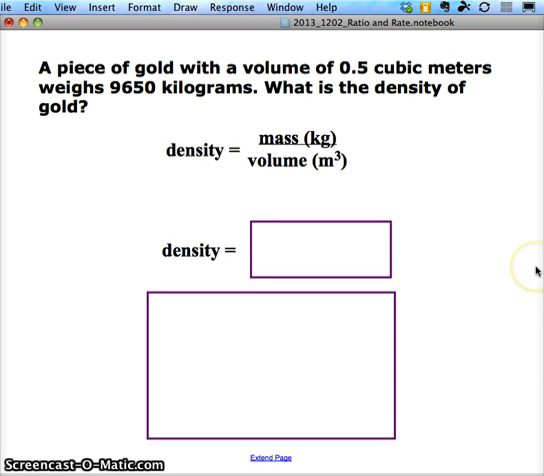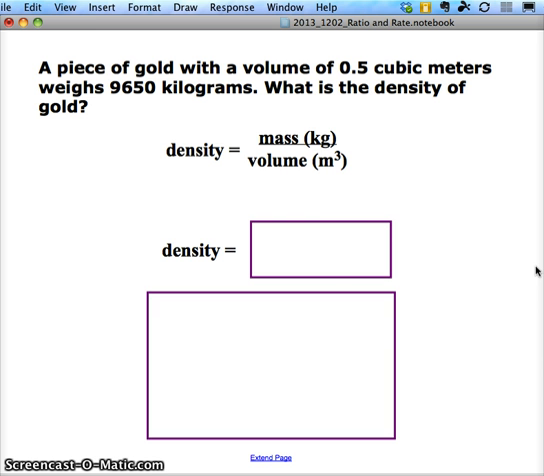I'd like you to try this one. So I'll read it, pause the screen, and then you try it, and when you unpause, we'll reveal the answer. A piece of gold with a volume of 5/10 cubic meters weighs 9,650 kilograms. What is the density of gold? Again, the reminder is density equals the mass divided by the volume. Take a minute to pause and try and solve this problem.